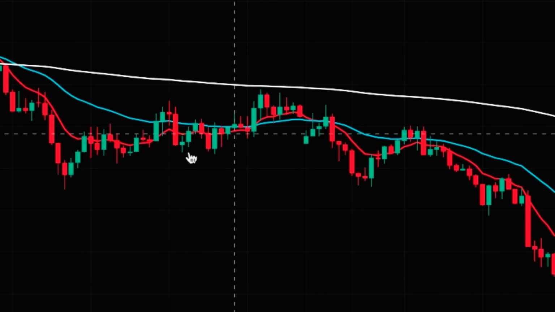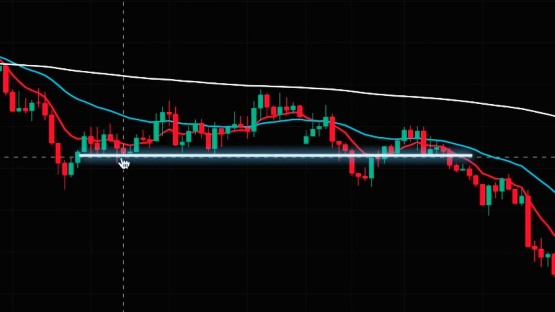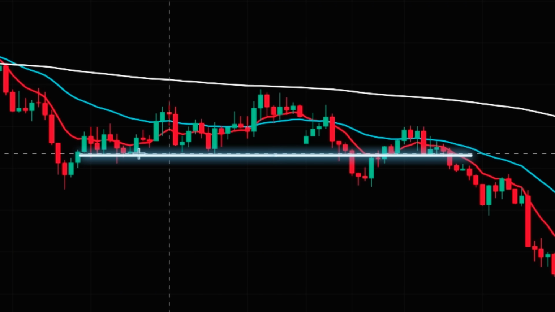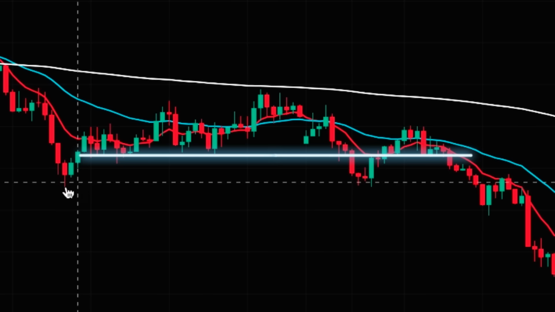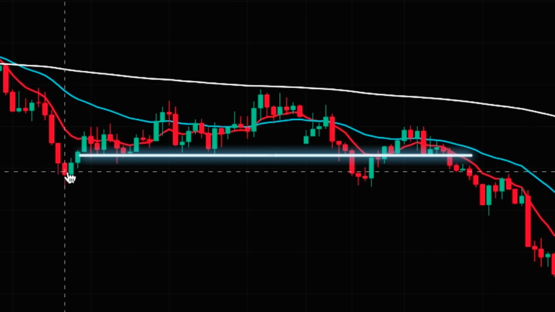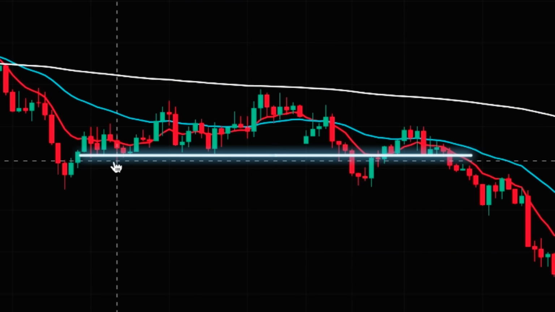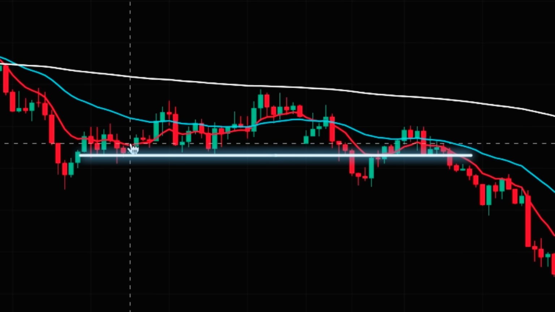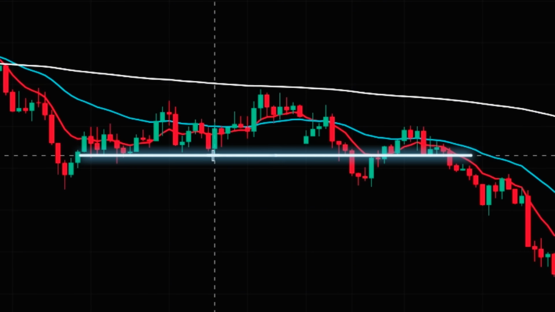During this pullback, you can see that at this level, we had several times returning of the price, making this level a support level. So instead of marking this level, which is the start of the pullback, we can mark this level, because here we have proof that this level is a support level. You can see how many times the price returned from this level. So we wait for a candle to be closed below this level, which happened here at this point.